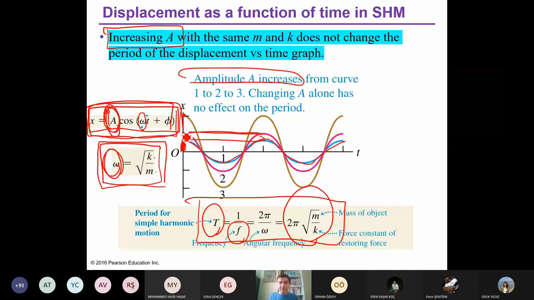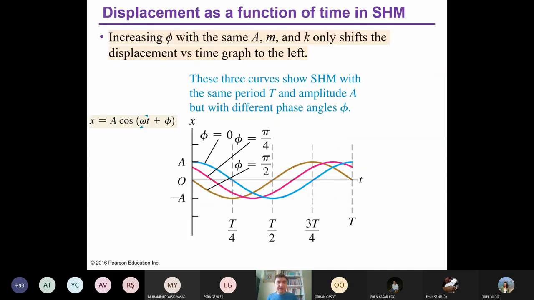We have a different XT graph. If you increase the amplitude further, then you will have this type of behavior of the XT graph, but the period will be the same as in the previous conditions. You only increase the amplitude. You see, here we have A, let's say we have bigger A here, we have bigger A here. Do you have any question here?